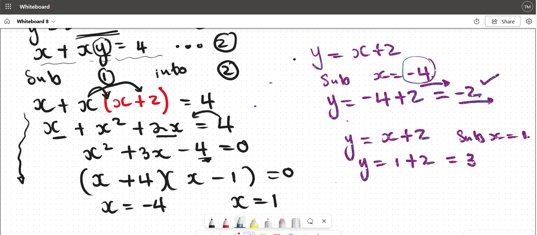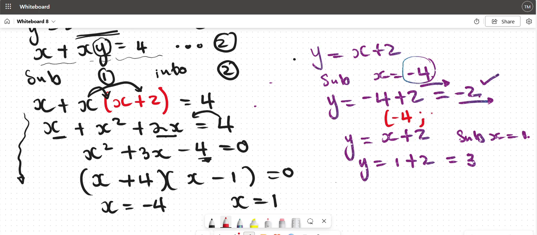And then if you wanted to put them as coordinates, you can if you want to. So the first coordinate of this guy is negative 4 for the x, corresponding with the negative 2 for the y. The next coordinate of this guy is a positive 1 for the x, corresponding with the positive 3 for the y. So that's how you would represent it as coordinates, or you could just have them as x is equal to and y is equal to, right? I hope that makes sense.